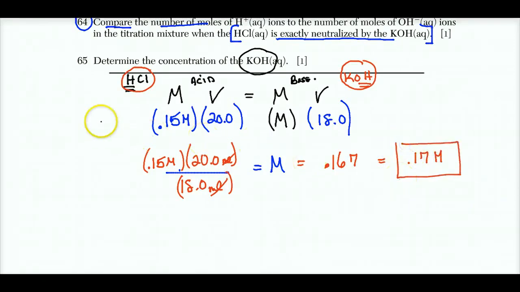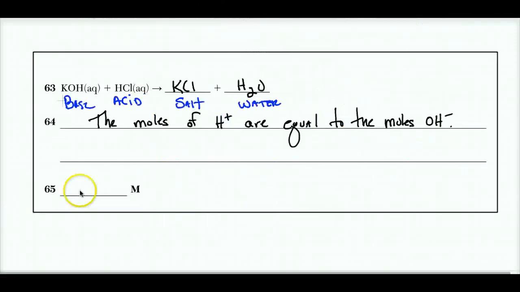Straight plug in with our formula from the reference table. We kept track of who was an acid and base. We plugged in, did our math, and we got our answer to 2 sig figs, even though they're not asking for them. Okay, let's put that into our answer booklet. 0.17 molar. Okay, and number 66 is next.